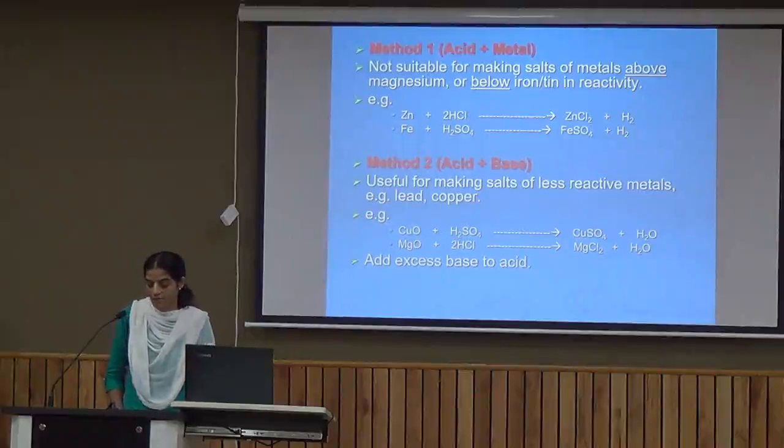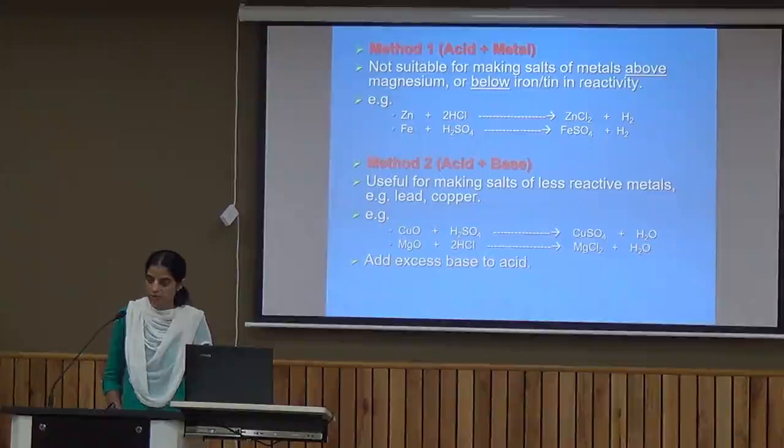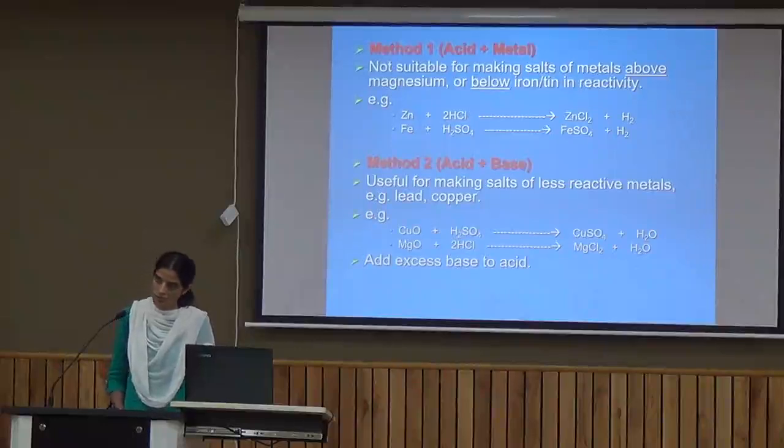Then reaction of acid and base, again they have given two examples: copper oxide and sulfuric acid forming copper sulfate, that is a salt. Magnesium oxide reacting with hydrochloric acid forming magnesium chloride, which is again a salt. So here they have given examples of two categories, metal with acid and acid with base. In both cases, salt is one of the common products.